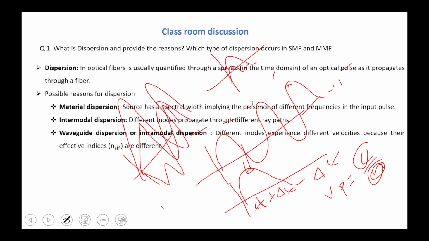So in single mode fiber we have only material dispersion, because only one wavelength of light travels through it. But in multimode fiber we have all three dispersions. So practically we cannot use multimode fiber, but if the index profile is graded type, then we can use multimode fiber for some distance. For long distances we use only single mode fiber.